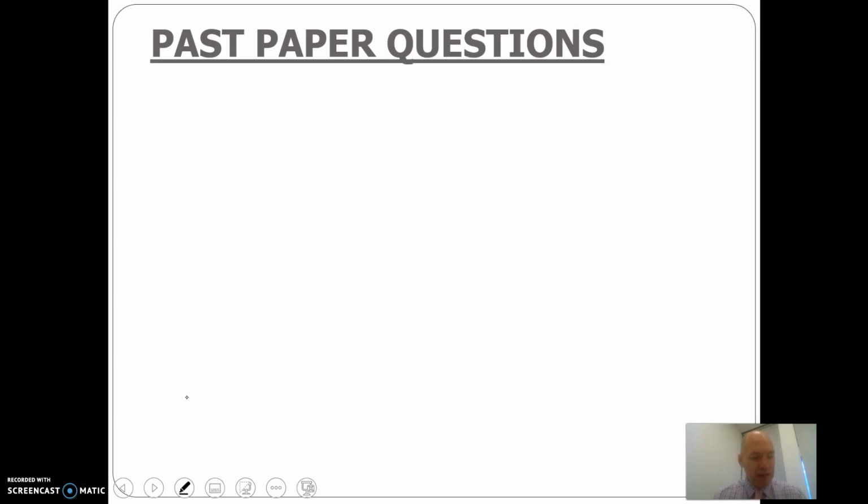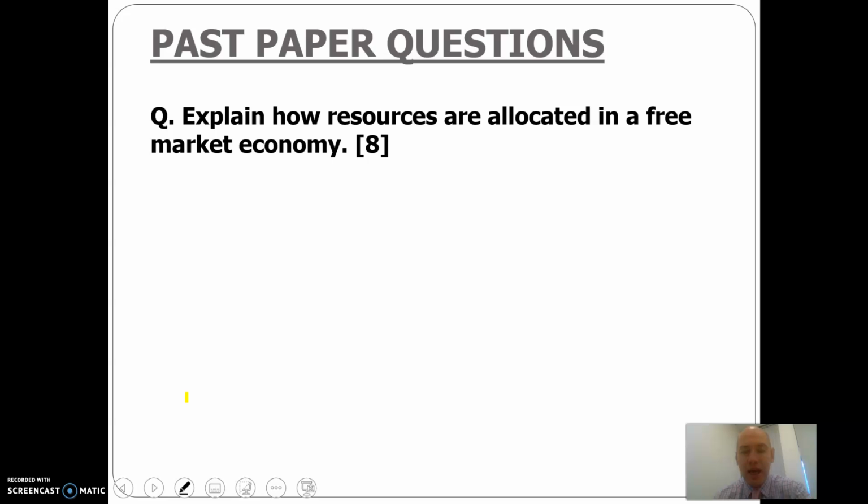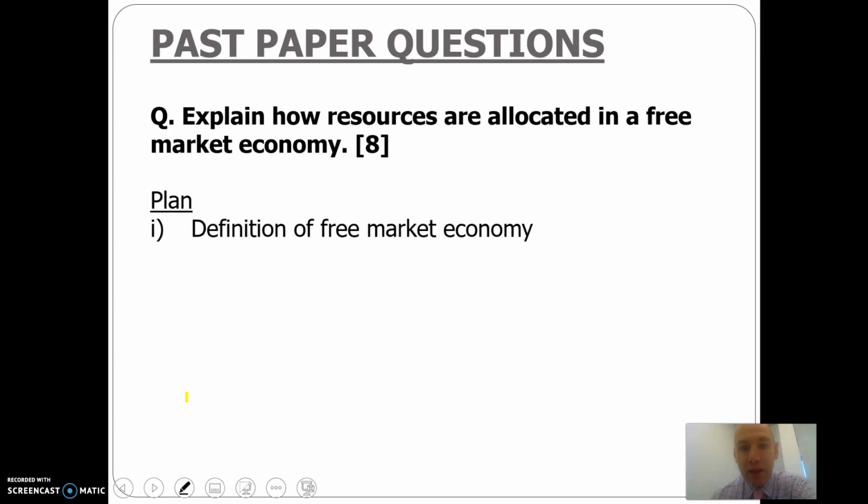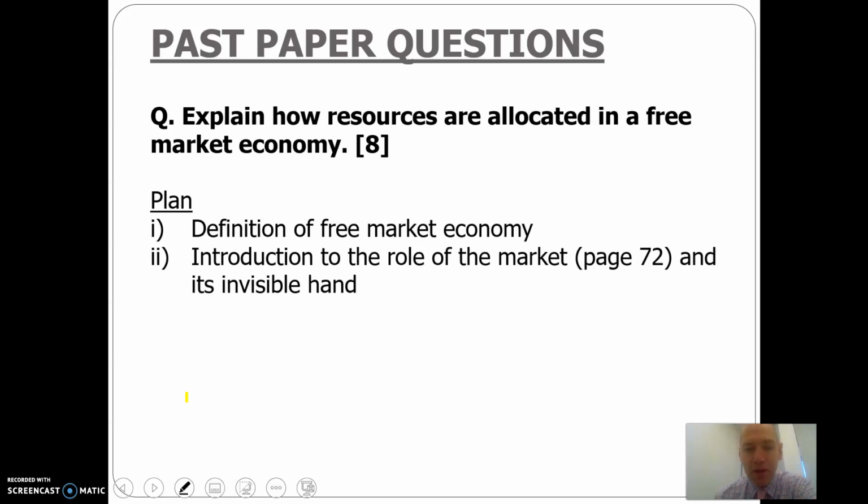In terms of a past paper question, if you turn to page 77, you've got a couple of 8 markers there. Just in terms of an essay plan, think about everything that we've covered so far. Explain how resources are allocated in a free market economy. You might want to write a little plan for this on the bottom half of page 77. First of all, I would explain my key terms, so explain what we mean by a free market economy.